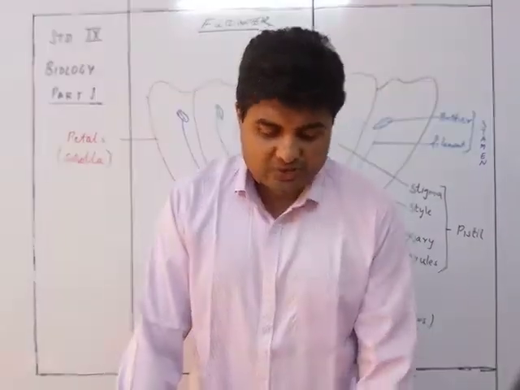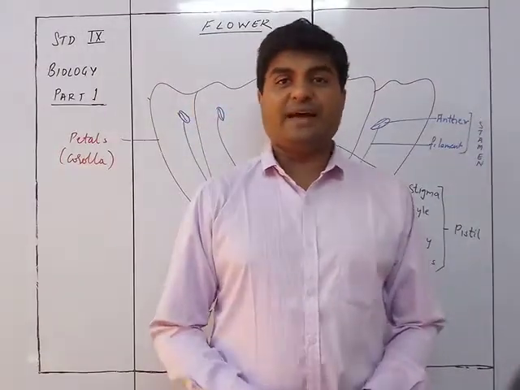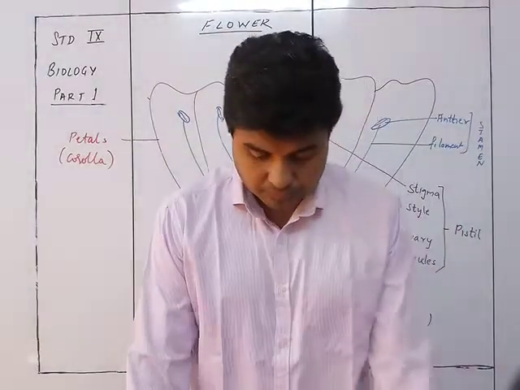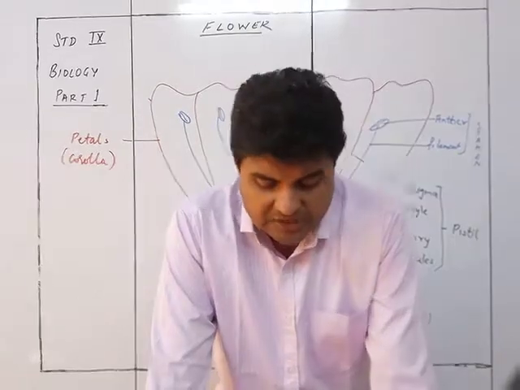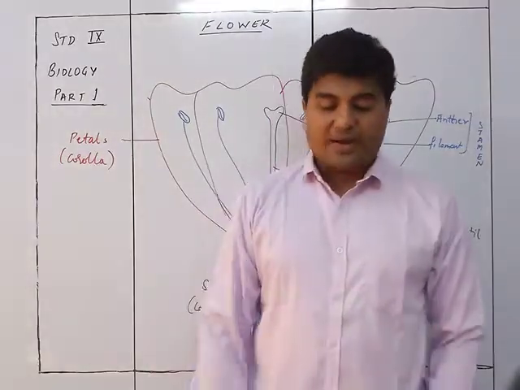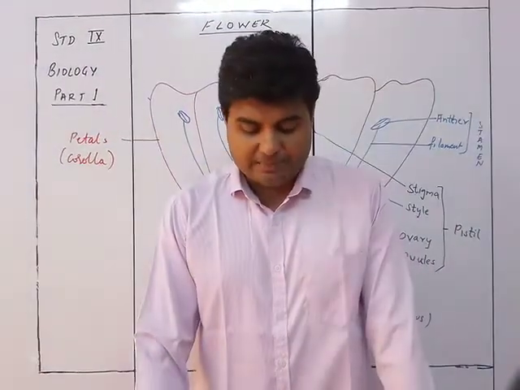The non-essential parts are called accessories. They are just going to help in the process of reproduction. The non-essential parts are simply the helping parts which either protect the reproductive part of the flower or make the flower attractive for pollination. These parts include the sepals and petals.